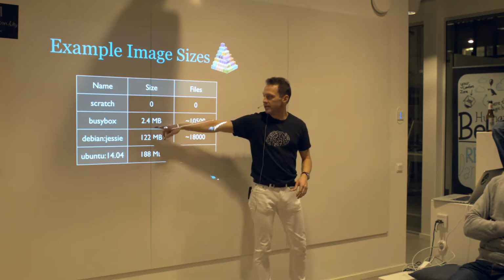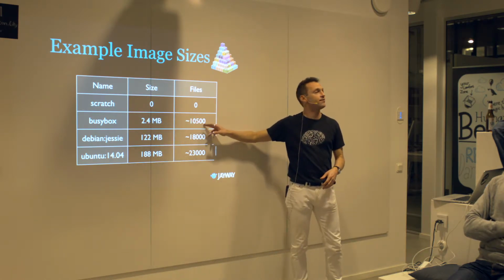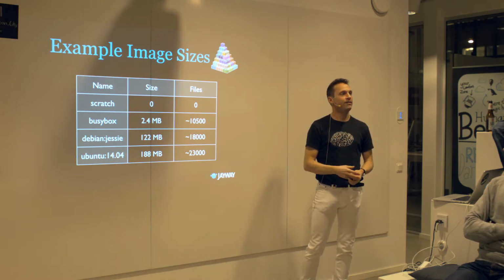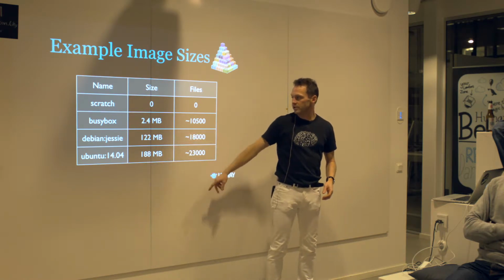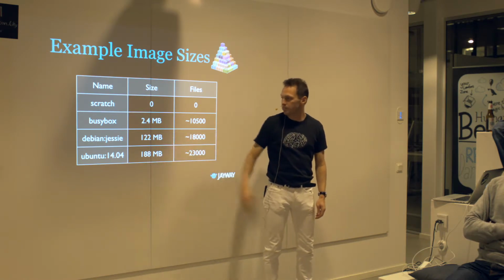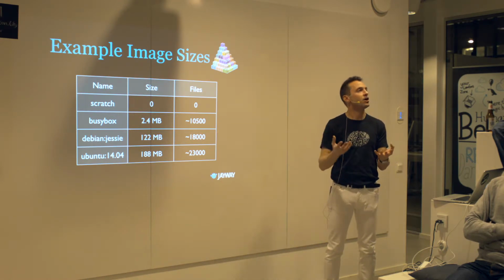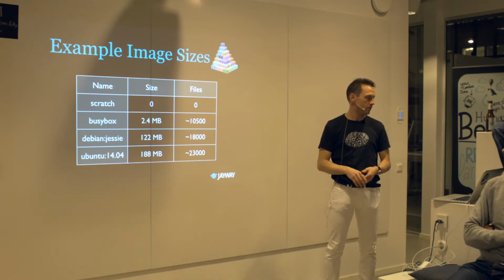The busybox, like I said before, is really small, 2.4 megabytes, and it still has 10,500 files, but most of them are symlinks to the same file. Debian Jessie is 122. It's a lot smaller than Ubuntu 14.04, but it's still not any large sizes we're talking about here. If compared to a virtual machine, they're really small.